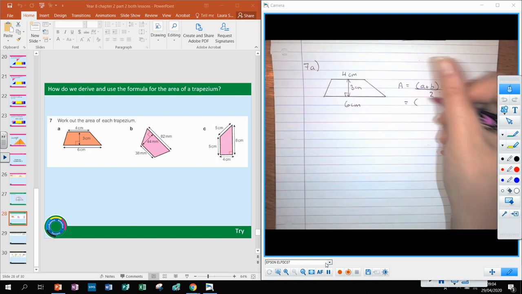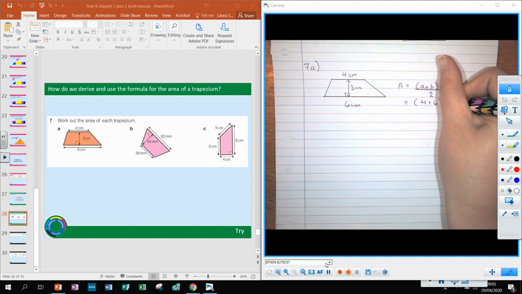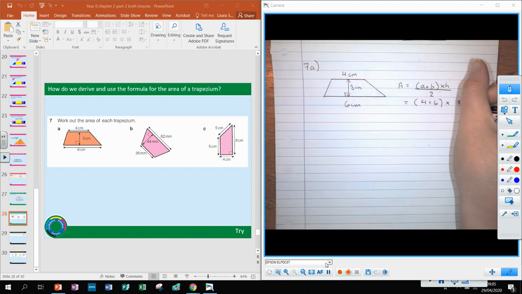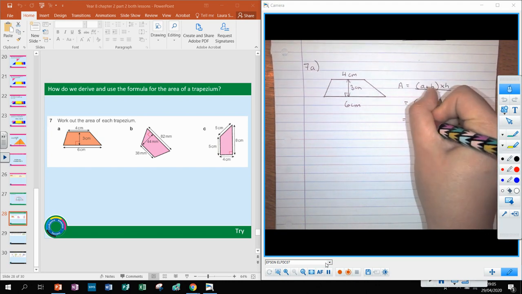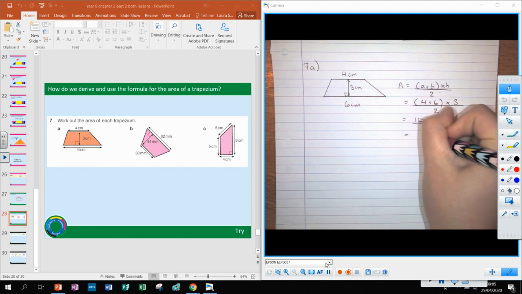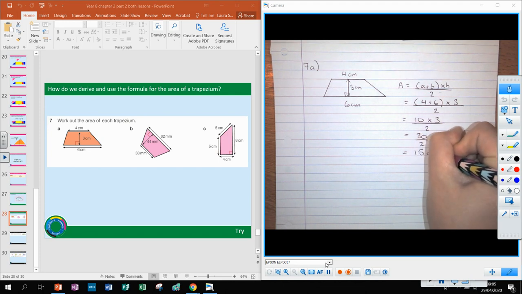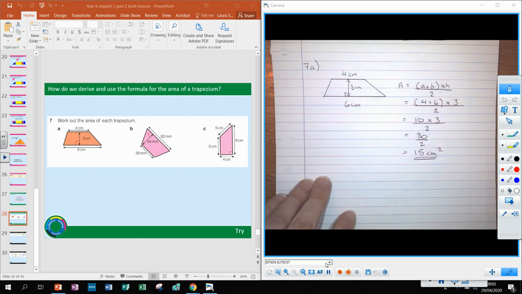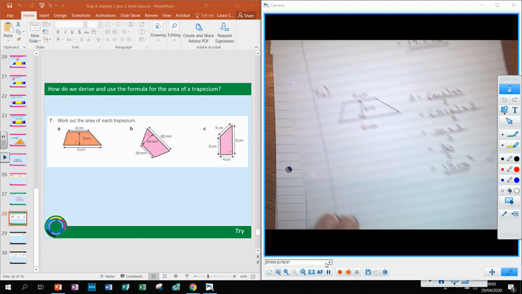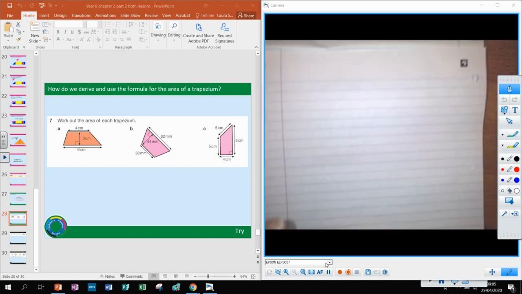Okay, let's do this. So our parallel sides are 4 plus 6. And we are multiplying by the perpendicular height, which is 3. And that is all divided by 2. 4 plus 6 is 10 times 3 divided by 2, which is 30 divided by 2, which is 15 centimeters squared. Okay, so well done, guys. If you got that, nice tick. If not, you need to make sure you correct that. So you might have to rewind the video. Okay.